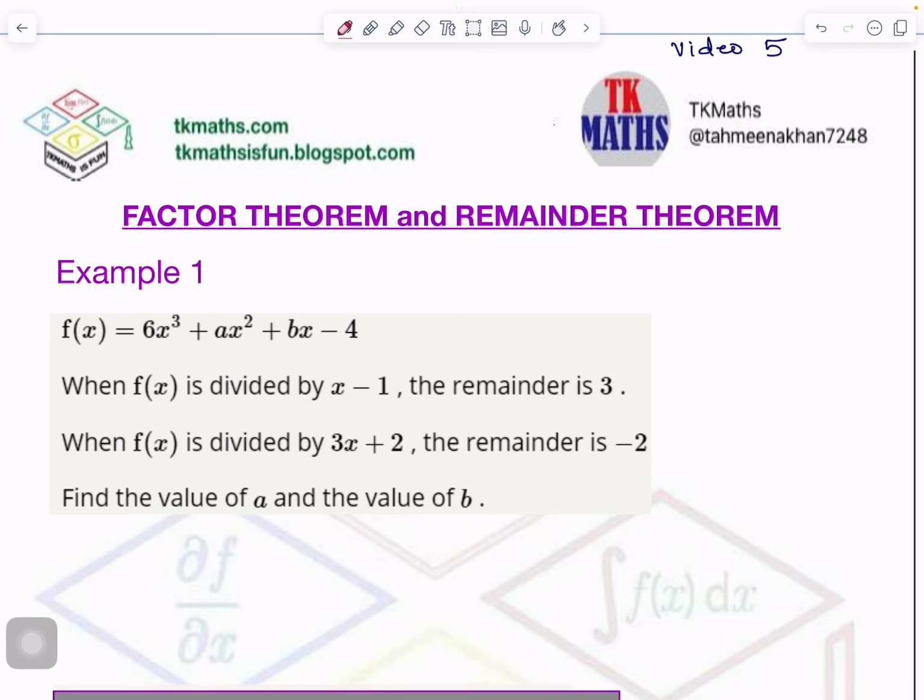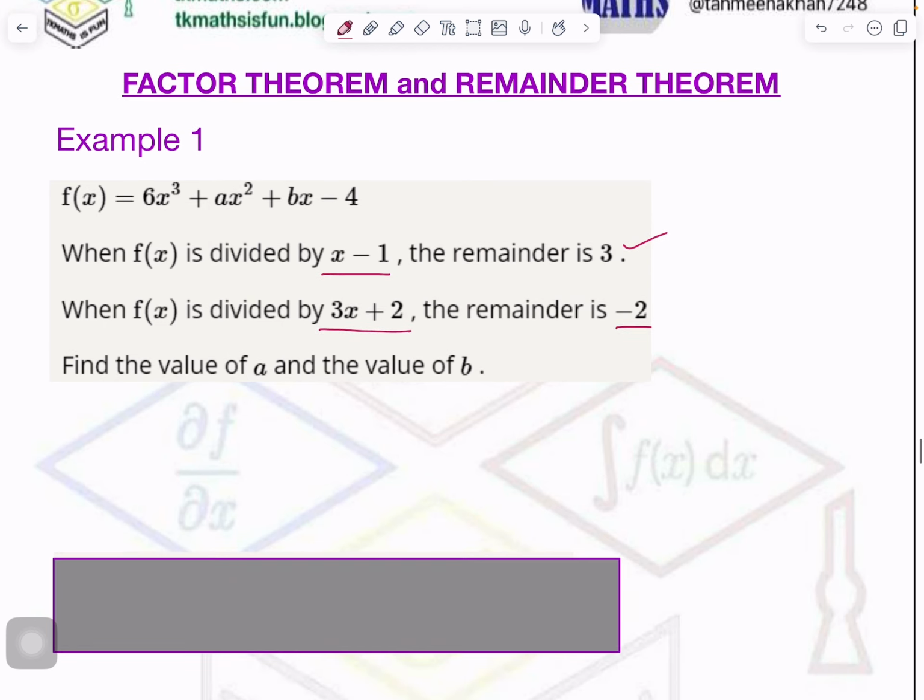This is video number 5 on Factor and Remainder Theorem, which is also known as the Factors of Polynomial chapter. It is a concept of additional mathematics, year 11. Now this question we have taken as an example, and you can see two conditions are given for the polynomial. There are two unknowns. When you divide it by x minus 1, your remainder is 3. When you divide it by 3x plus 2, your remainder is minus 2.